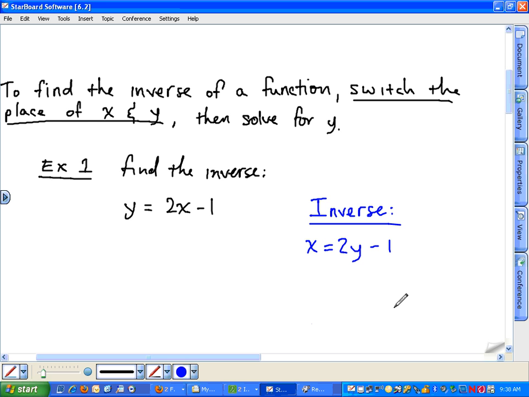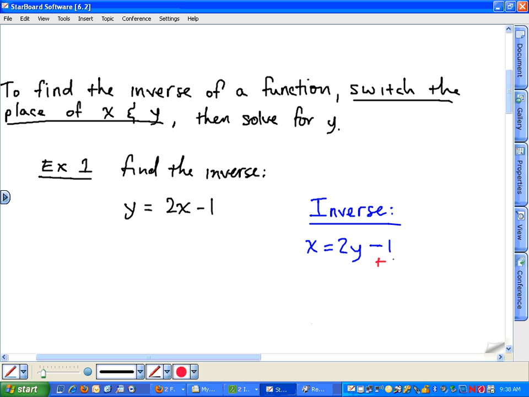And then the very last thing is, what does it mean again to solve for y? You get y by itself. Now take a look at this. What's the first thing you would do here to get y by itself? Add 1 and then, does that sound familiar? Add 1 and then divide by 2. Haven't we seen that before?